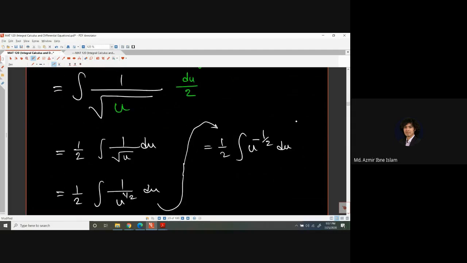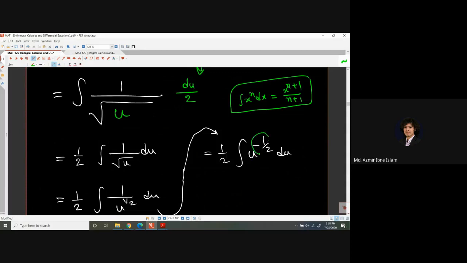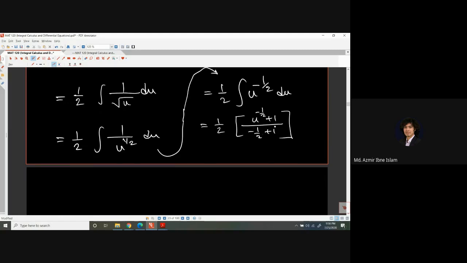Now it is going with a direct formula. You know that integration of x to the power n dx is equal to x to the power n plus 1 over n plus 1. So we can apply this formula because here we have u to the power n, so u to the power n plus 1 over n plus 1. So let's apply this formula here. 1 by 2, u to the power negative 1 by 2 plus 1, over negative 1 by 2 plus 1. Okay, so we have finally solved this integral.